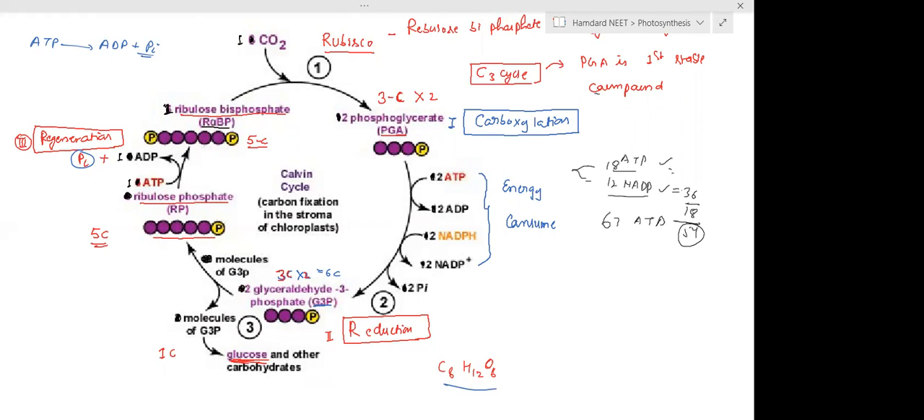Clear? Now what will this RuBP do? Again, it will capture a carbon dioxide and transfer it for the glucose formation. Got it? Okay. So the same cycle repeats. So what is RuBP? RuBP is a transporter. It takes a carbon from carbon dioxide and delivers it to the glucose.